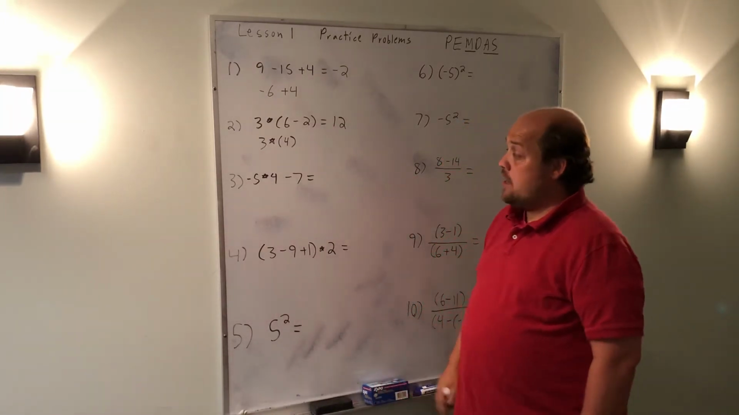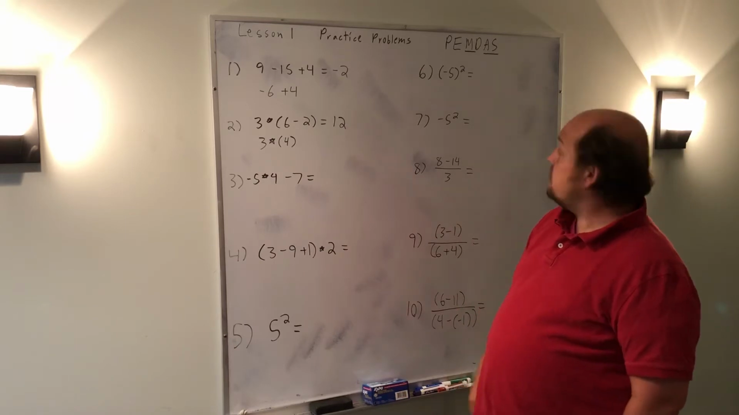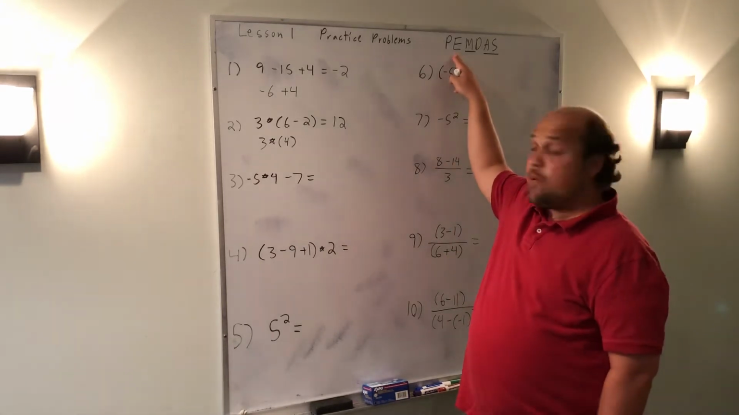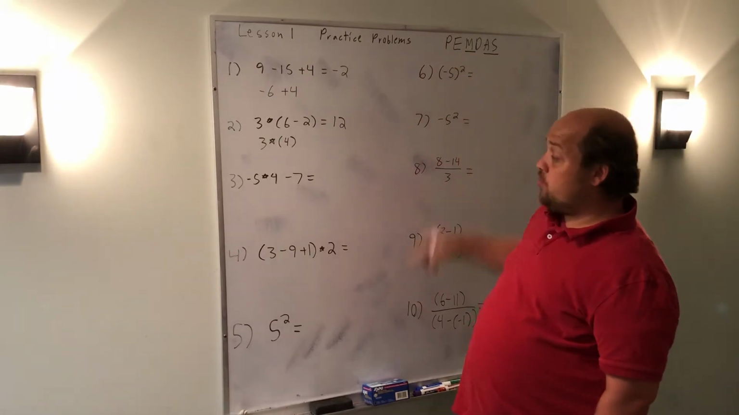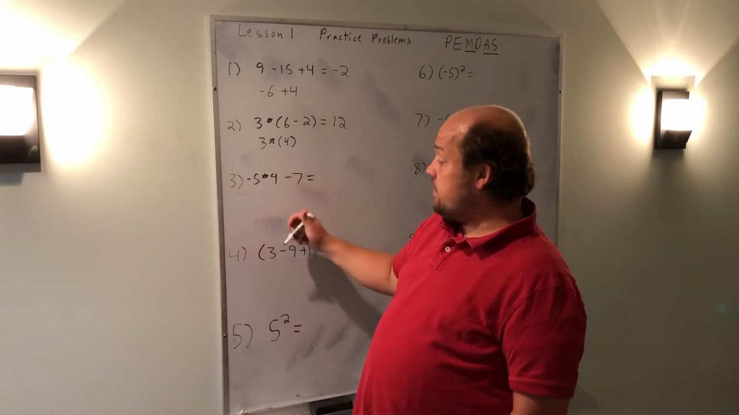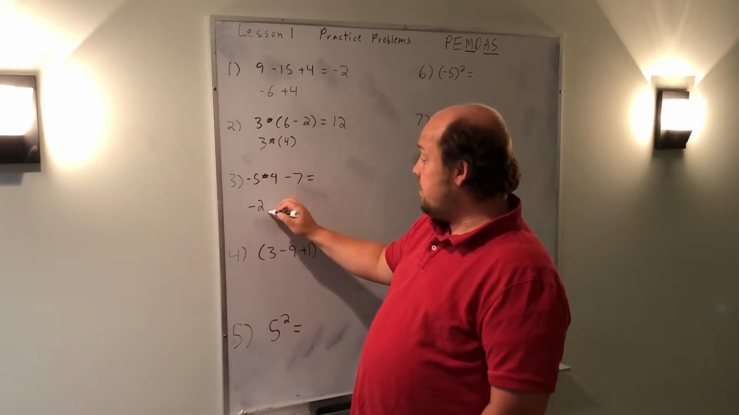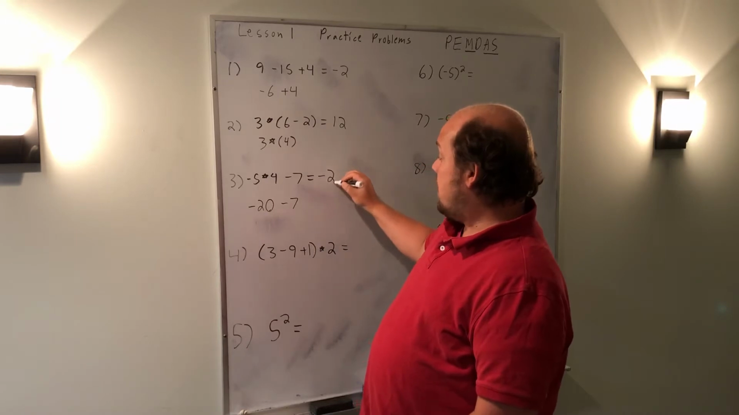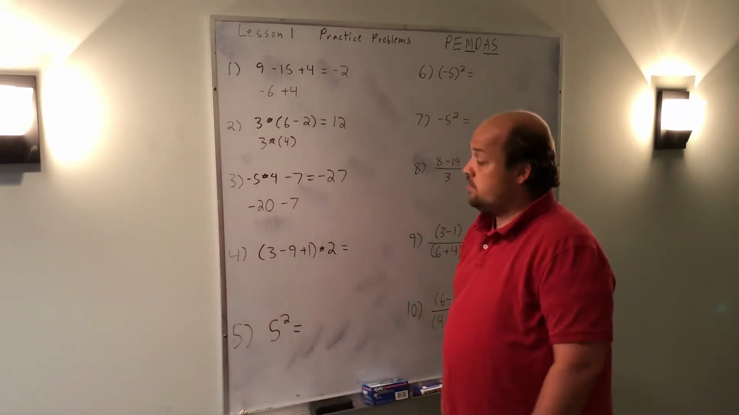For number 3, I don't see any parentheses, so where I need to begin. Oh, and I also don't see any exponents. So where I need to begin is with multiplication and division. Here's the multiplication, negative 5 times 4. That's going to give me negative 20. When I then subtract 7 from that, I get a total of negative 27.